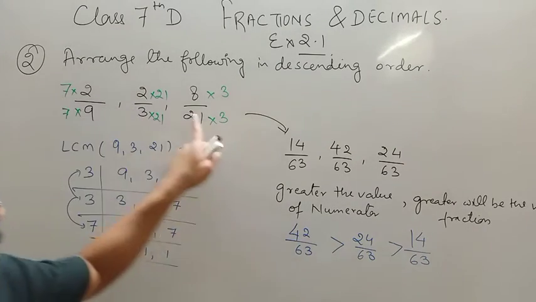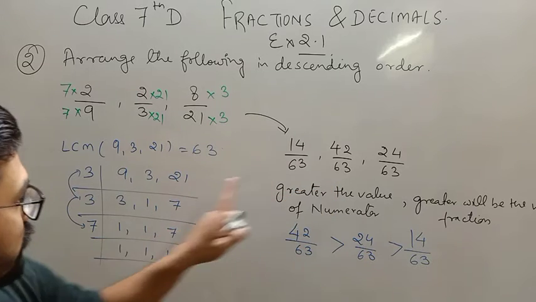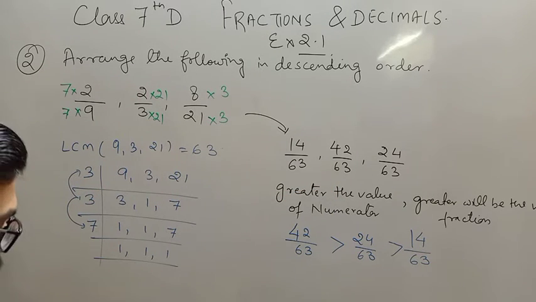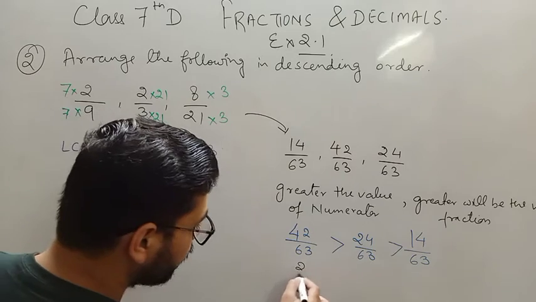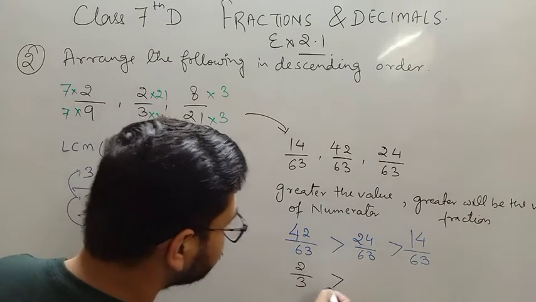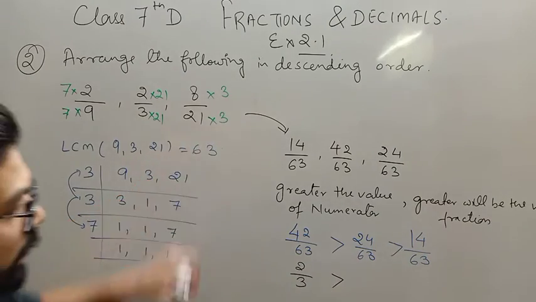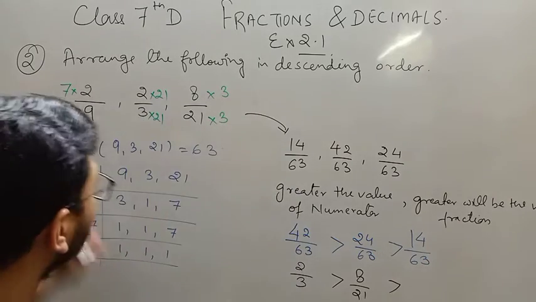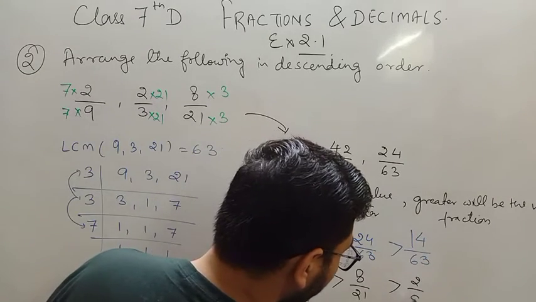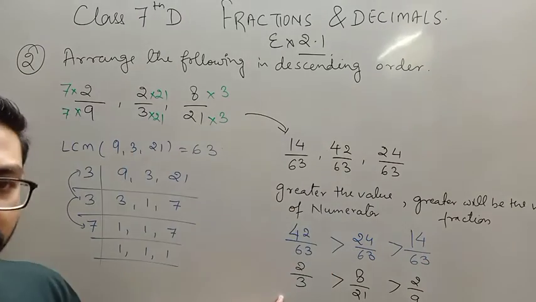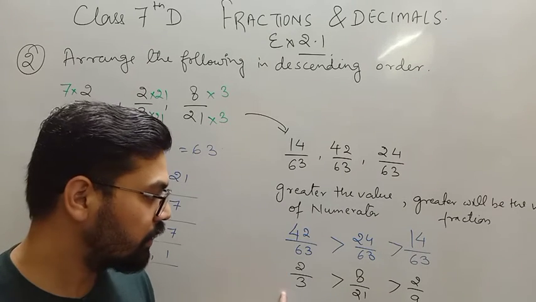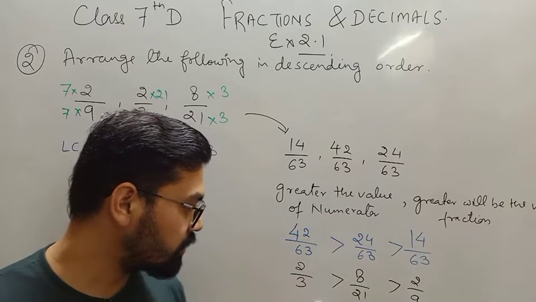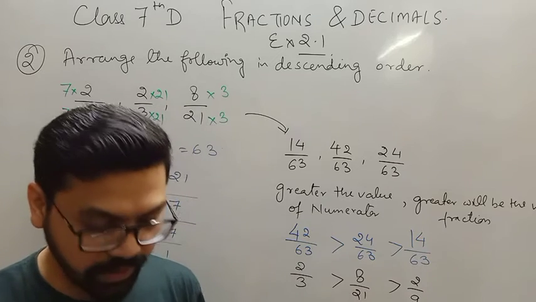Now as per the given question, 42 upon 63 is nothing but 2 upon 3, right? So the original fractions are 2 upon 3, 8 upon 21 and 2 upon 9. So the fraction 2 upon 3 is the greatest and the fraction 2 upon 9 is the smallest. Okay, and this is in the form of descending order.